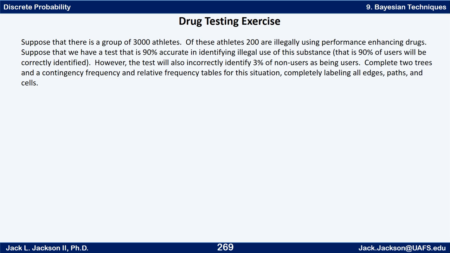So here's another example. Okay, see if you can work this one out. Suppose there's a group of 3,000 athletes. Of these athletes, 200 are illegally using performance-enhancing drugs. Suppose that we have a test that is 90% accurate in identifying illegal use of this substance. That is, 90% of the users will be correctly identified. However, the test will also incorrectly identify 3% of the non-users as being users. Again, complete the two trees and the contingency, frequency, and relative frequency tables for this situation, completely labeling all the edges, paths, and cells. Okay?